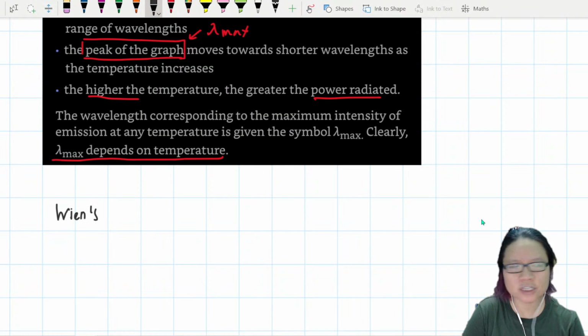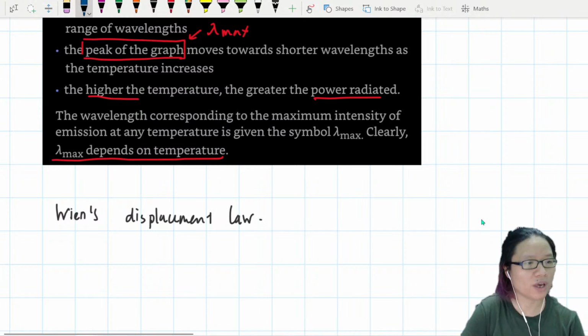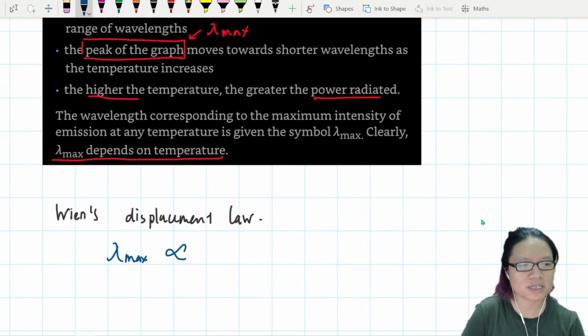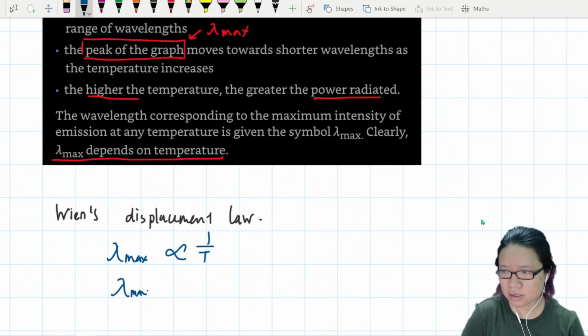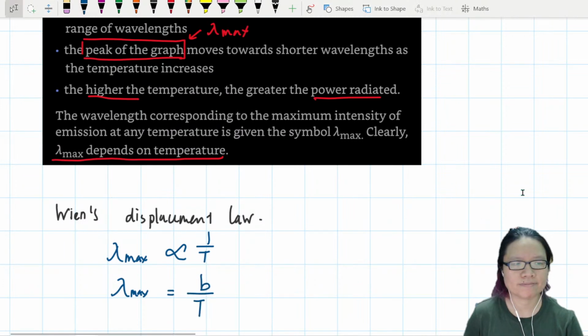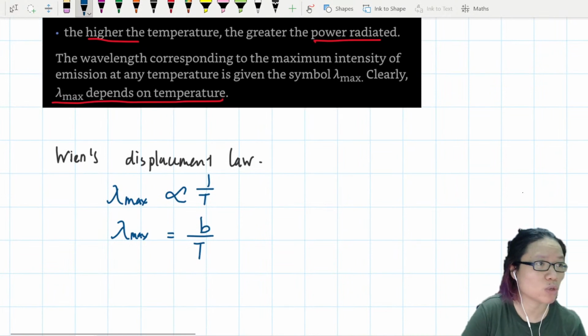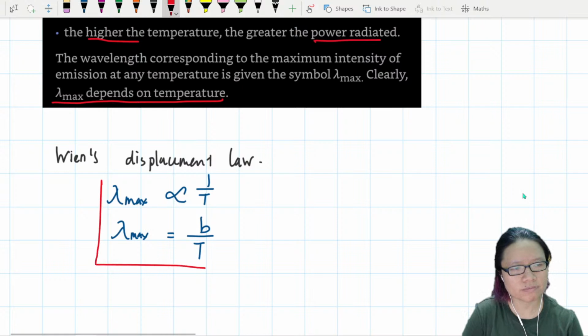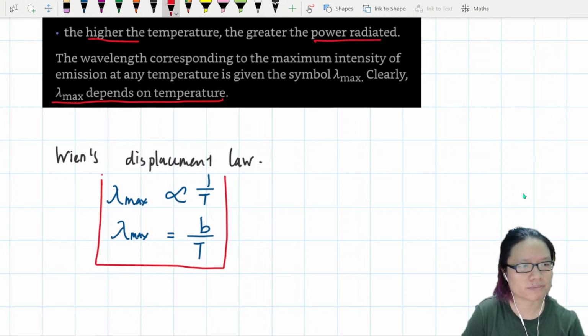One increases, one decreases. When your wavelength increases, your temperature drops. So lambda max is inversely proportional to temperature. And lambda max here is given by the equation B over T, because you remove the proportionality relationship. So this one is important, especially the equation down here.